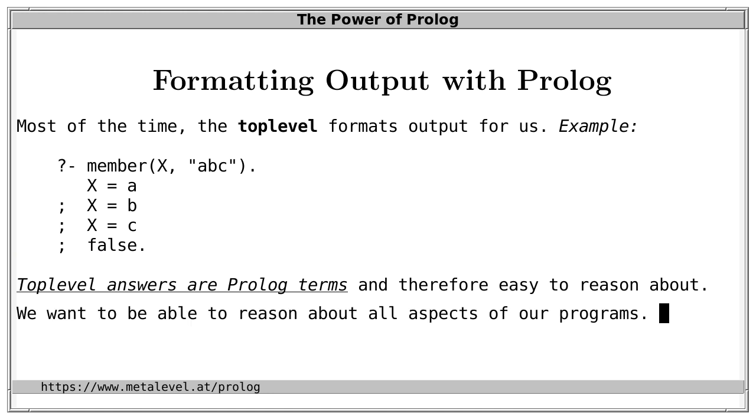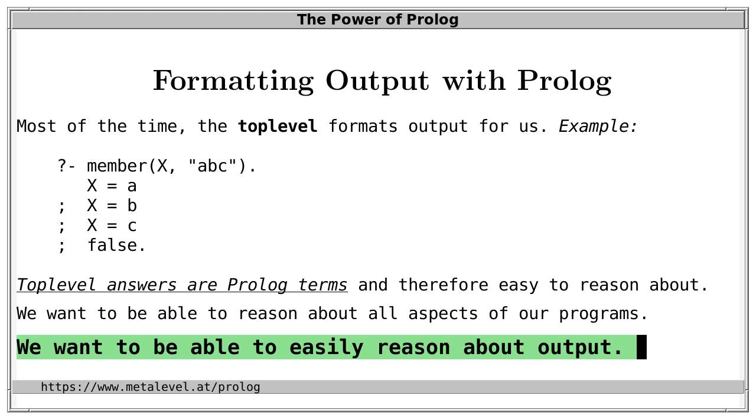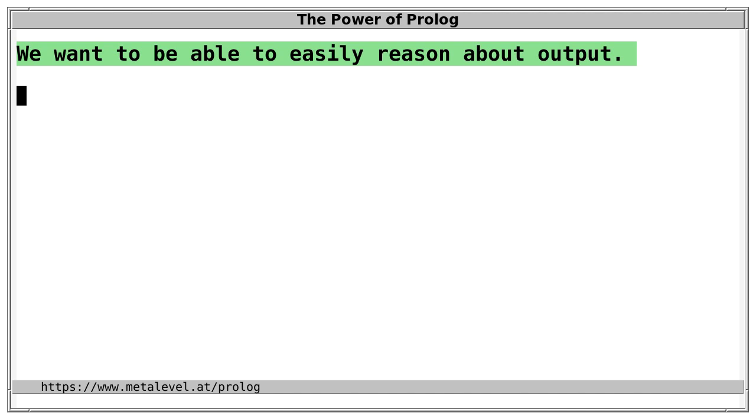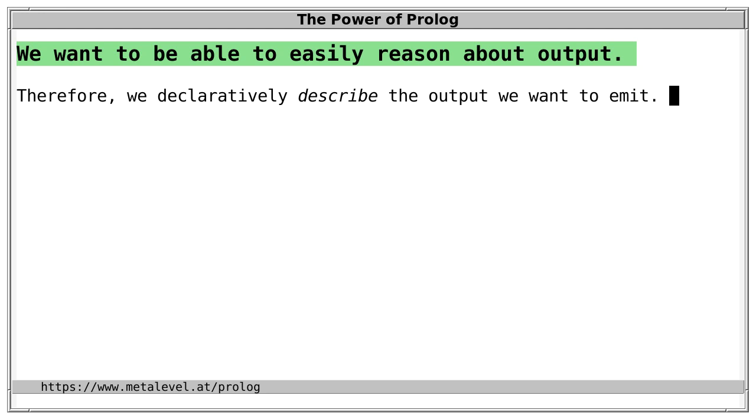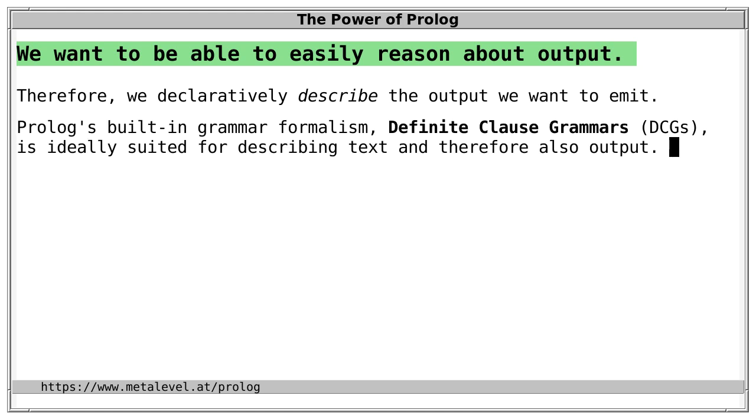We want to be able to reason about all aspects of our programs, including the output of our programs. And therefore, we don't just write output on the terminal, because if the output appears only on the terminal, then we can't easily reason about it with Prolog. Instead, we declaratively describe the output we want to emit, and only then emit it, as the very last step. And Prolog is very well suited for this approach, because Prolog ships with a built-in grammar formalism, definite clause grammars, DCGs, and they let us describe text and therefore also output.